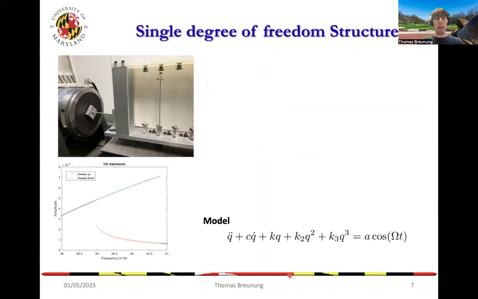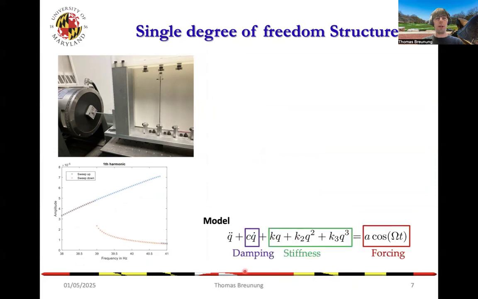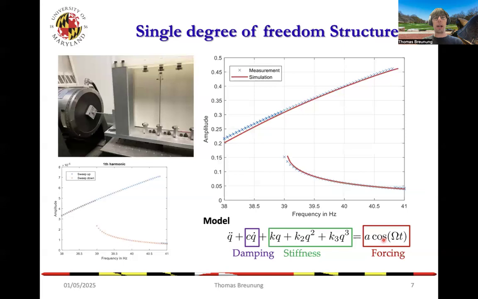So here is the model, again, in a little bit of a cleaner form. And we can now relate the arising terms to physical sources. The first one is, for example, you can clearly see damping here. We can see a stiffness term and the forcing term. And now if I simulate these equations of motion, I get a fit which accurately represents the measurement.